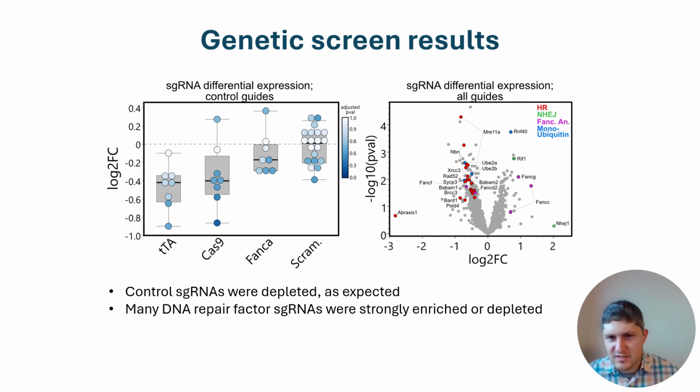And then surprisingly, we saw some factors associated with monoubiquitination. Those are shown in blue. And then we saw several factors associated with the Fanconi anemia pathway. And as I previously mentioned, there has been some previous evidence that the Fanconi anemia pathway is important for this AAV-mediated HDR process. The Fanconi anemia complex is quite large. There are lots of different factors, and we observed guide RNAs that were both enriched and depleted, targeting various factors. So the role of Fanconi anemia pathway in this mechanism is unclear and probably fairly complicated.